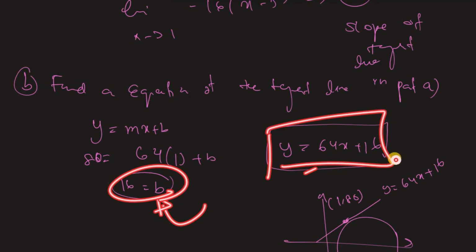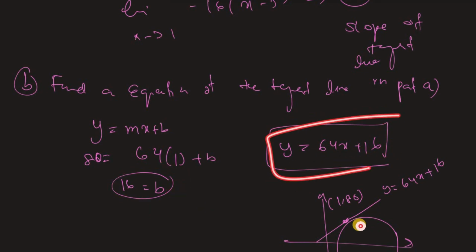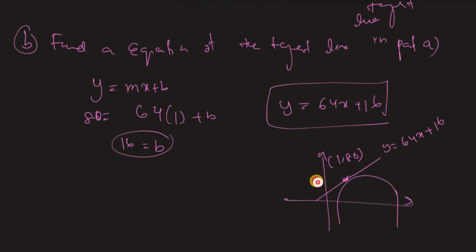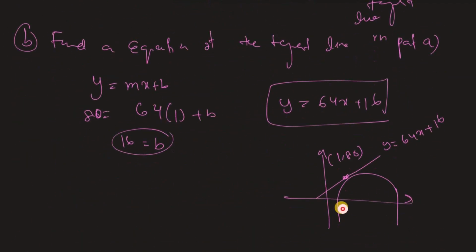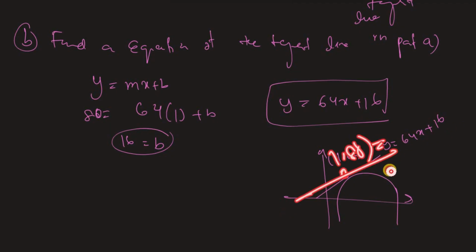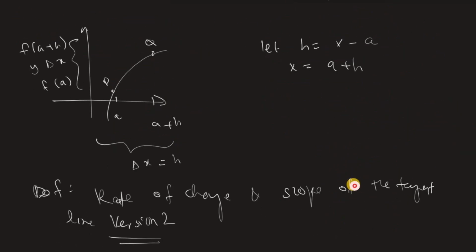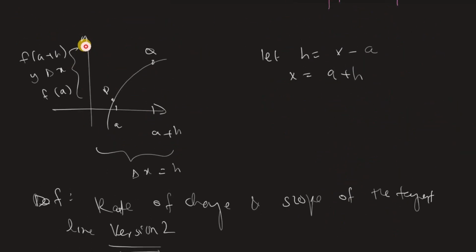So we simply have to do some high school algebra over here. We found y equals 64x plus 16. That is our equation of the tangent line. So it's basically a curve, a negative curve, like a downward facing parabola. A tangent line is a line that touches the curve only at one point. It is touching at this point, and we just got an equation of this line as y equals 64x plus 16.